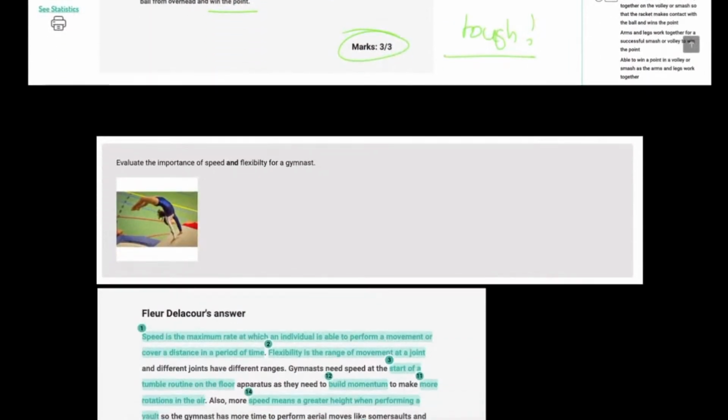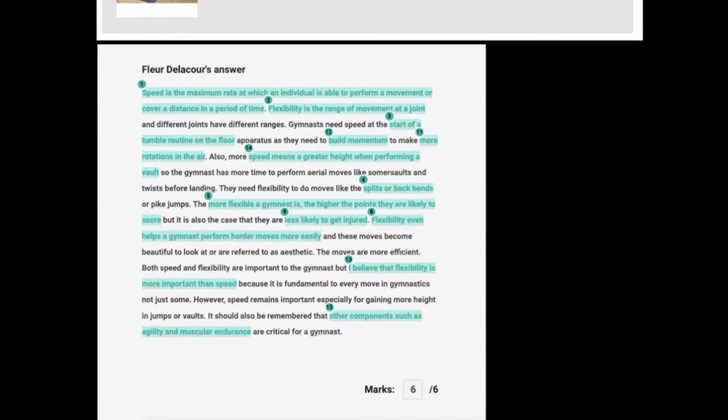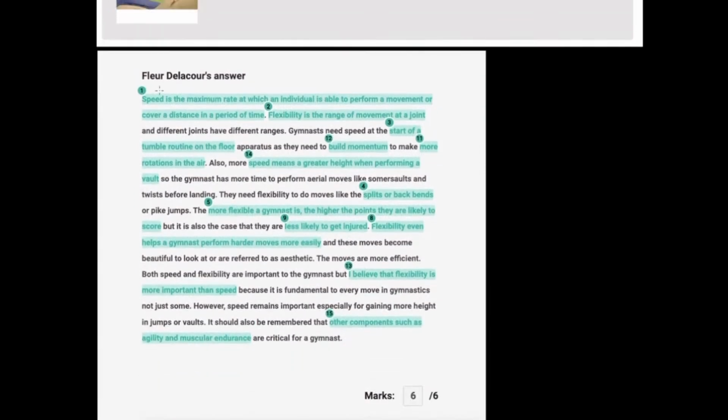Now finally, a 6 marker here, and I really urge you to have the mark scheme in front of you and the marking guidance. Evaluate again. Evaluate is look for the strength, the weakness, and the importance of speed and flexibility for a gymnast. Now let's just have a look at my answer. I'm not going to go through it word by word, but notice what I've done. I've defined. Say what these things are. That's going to help me in my AO1.